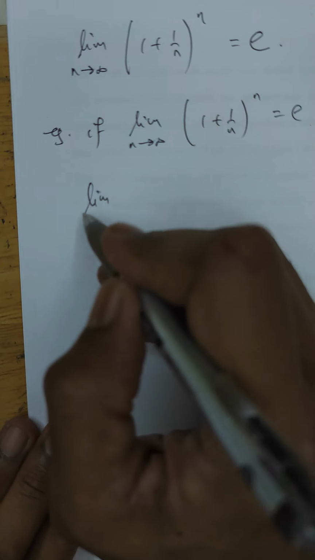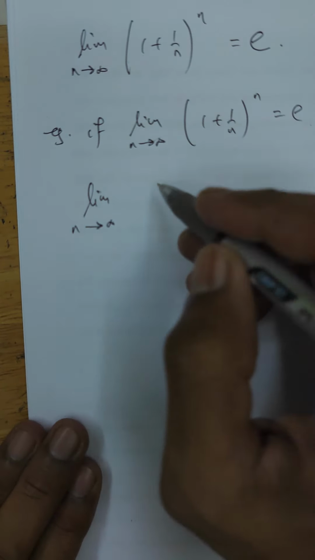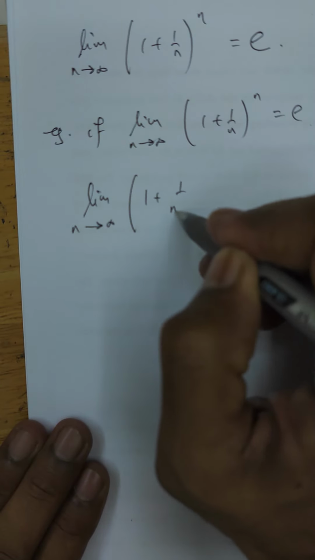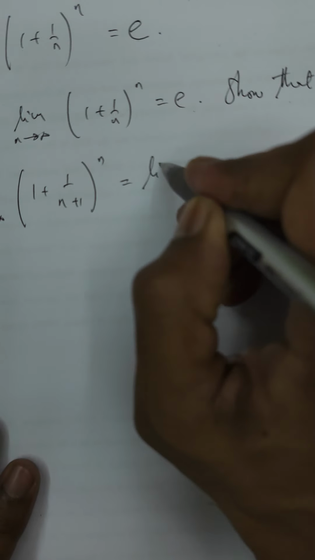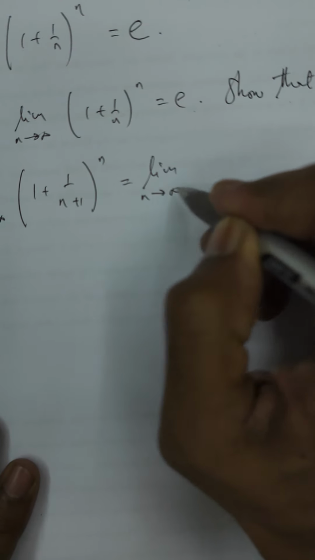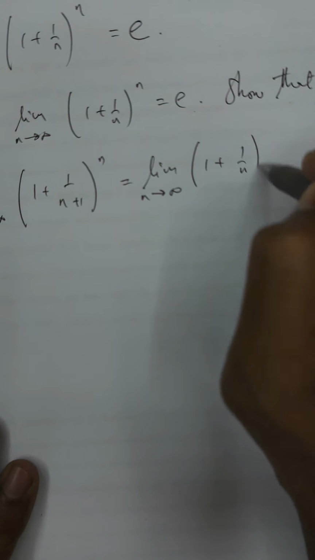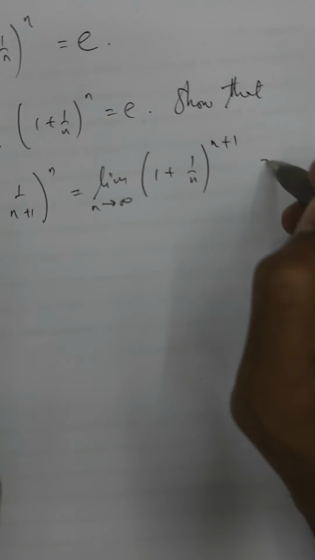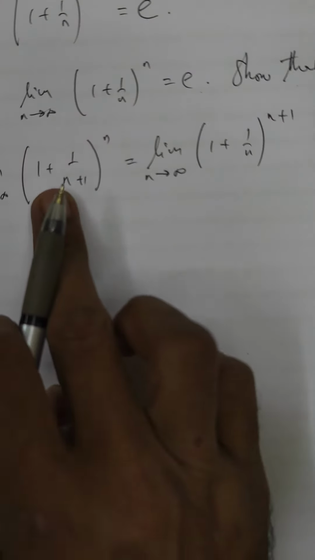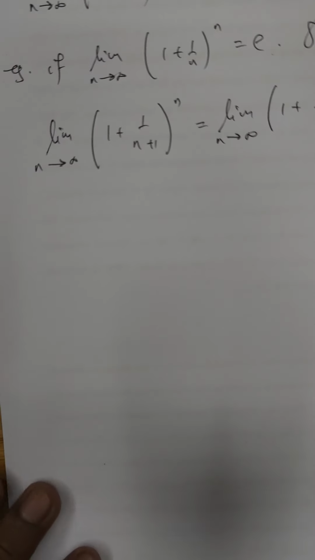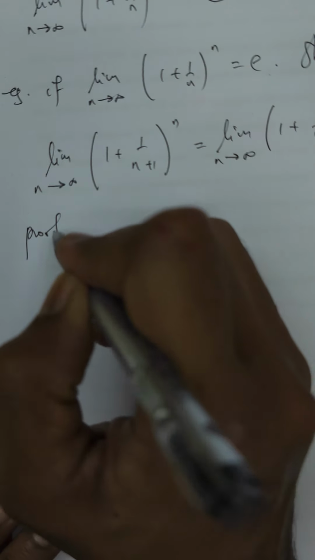the limit as n goes to infinity of (1 plus 1 over n plus 1) to the n equals the limit as n goes to infinity of (1 plus 1 over n) to the n plus 1. This is equal to e. If you realize, this is the term that we have discussed just now, that we give equal to e. So now we're going to show why it is equal to e. Alright? So we prove this.